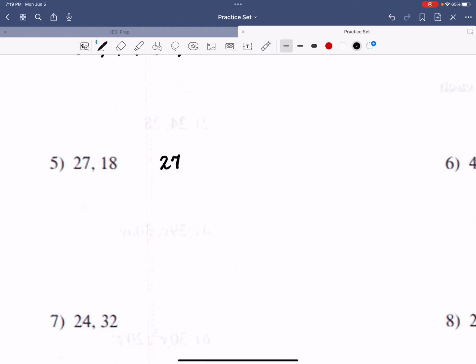27 and 18. This one I'm going to use my calculator because I don't know all of these. 18 times 3 is 54. I believe that's the one we're looking for, because 27 times 1, 27 times 2 is 54. So even though those are large numbers, we didn't have to go far. The lowest common multiple is 54.